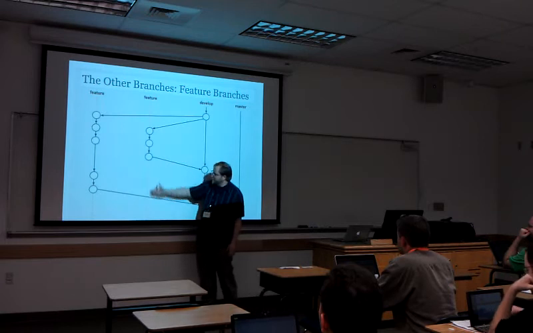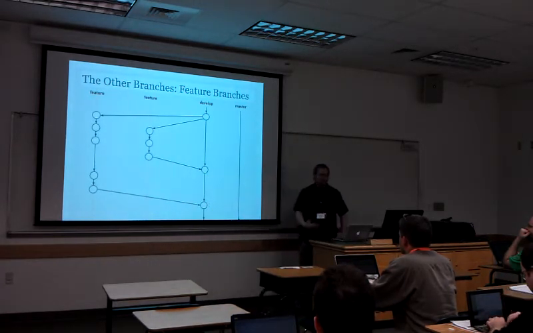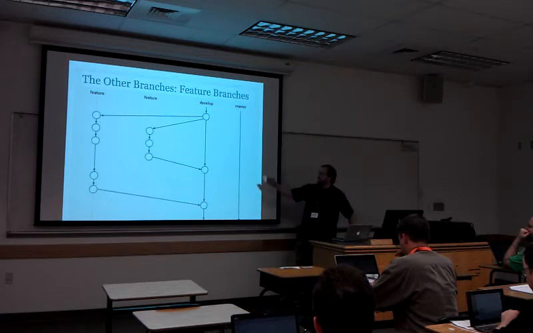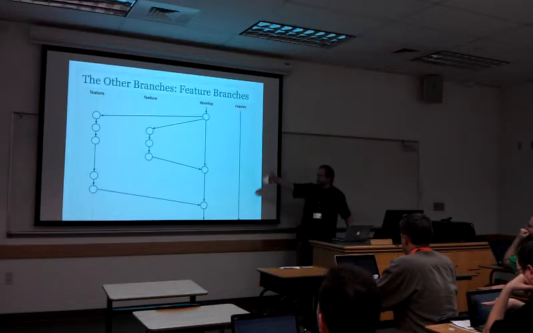You also notice they disappear when they're done. So we merge, we do a fast forward merge back to develop. So you do keep all of the history that's in those feature branches, but they get merged back into the develop branch.